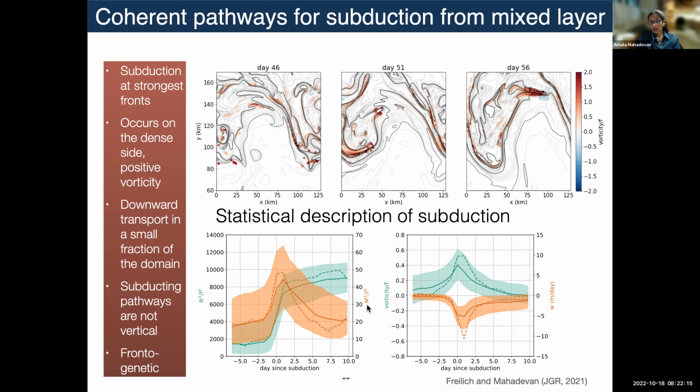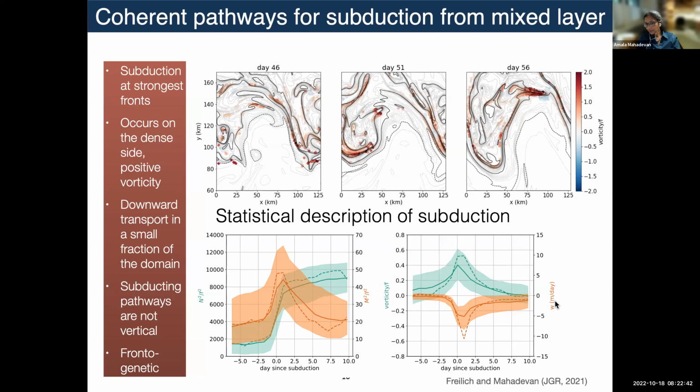Okay. Now you can also look at M squared. So M squared is the horizontal buoyancy gradient. And so you can see that the time that the water parcels subduct, that's the orange line, the horizontal buoyancy gradient increases and then it decreases again. So the subduction occurs at the region of the strongest buoyancy gradient, positive vorticity, and they go from an unstratified mixed layer into the stratified pycnocline.